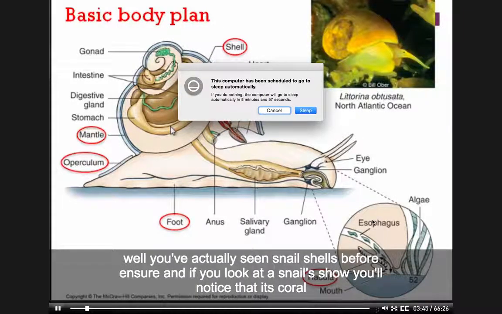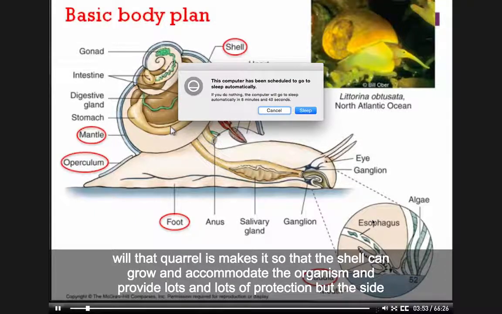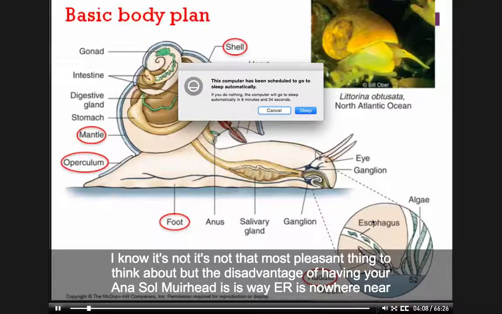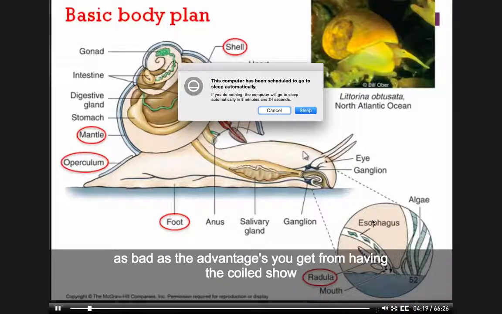Well, you've actually seen snail shells before, I'm sure. And if you look at a snail shell, you'll notice that it's coiled. Well, that coil makes it so that the shell can grow and accommodate the organism and provide lots and lots of protection. But the side effect of having a twisted coiled shell is that your anus ends up being oriented right over your head. I know it's not the most pleasant thing to think about, but the disadvantage of having your anus over your head is nowhere near as bad as the advantages you get from having a coiled shell.